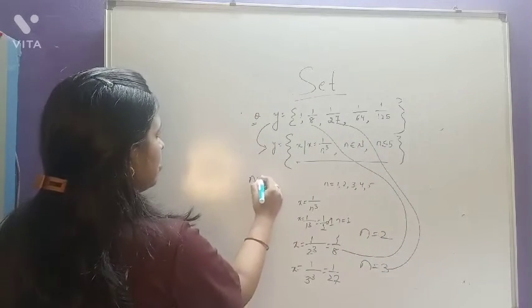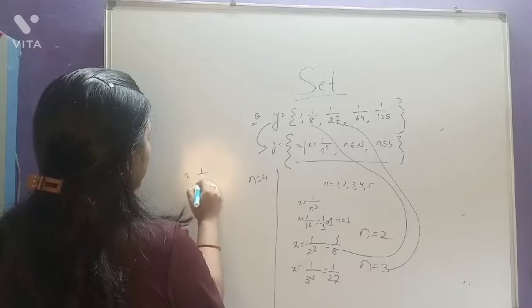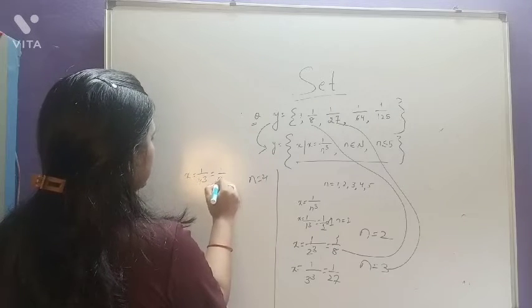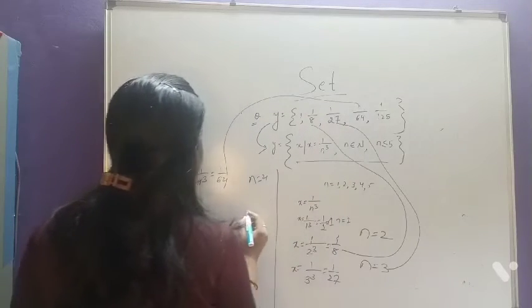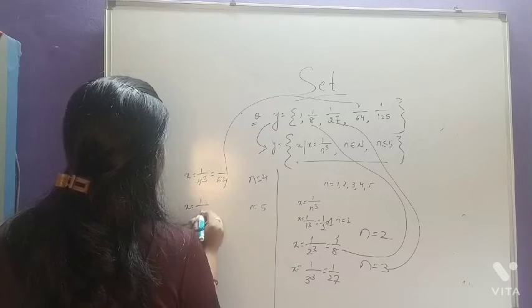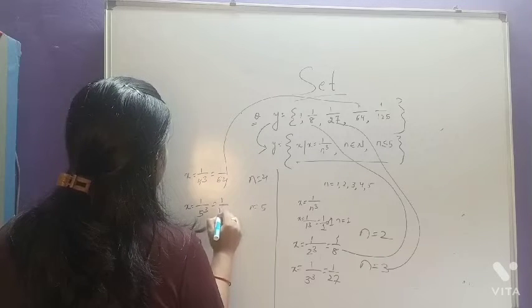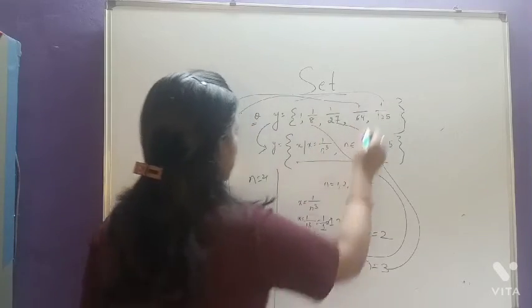Similarly, when n is equal to 4, x is equal to 1 by 4 cube, that is 1 by 64. So the fourth element is this. And the last n value is 5. So x is equal to 1 by 5 cube, that is 1 by 125. Then you will get the last value.